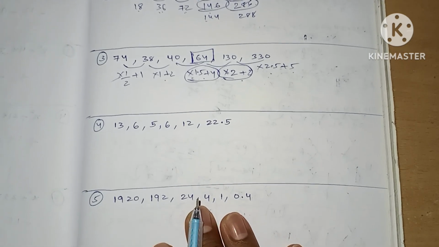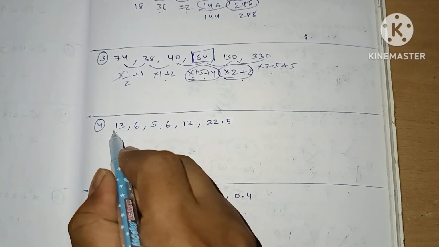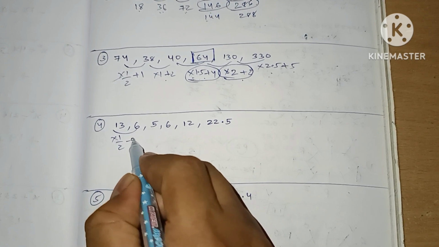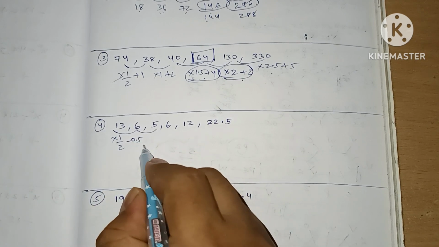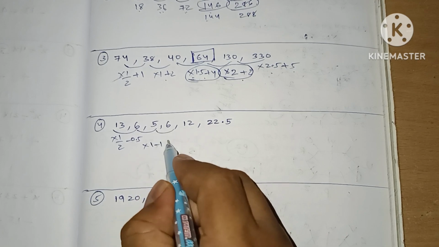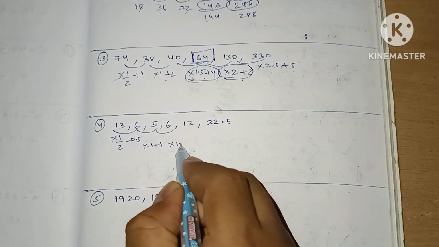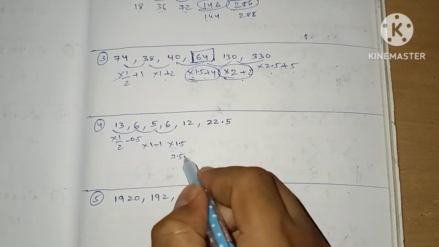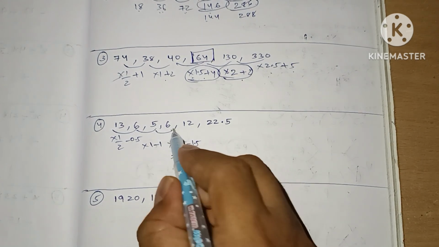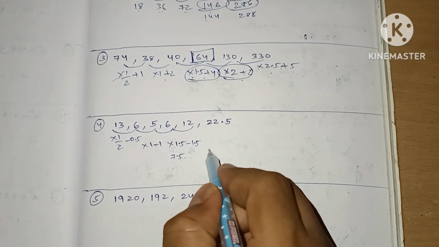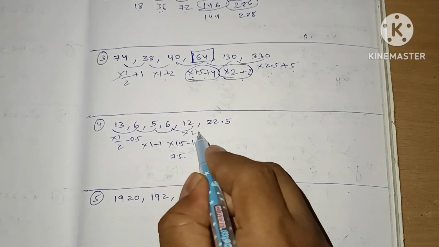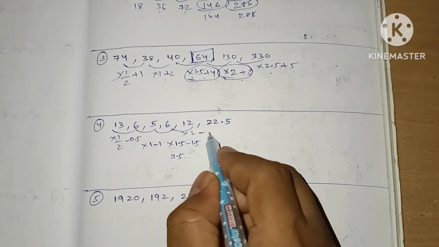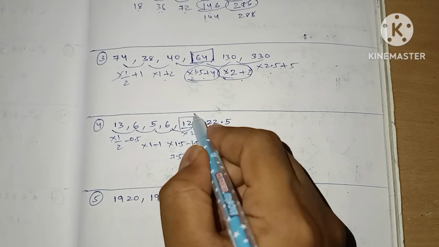Next we are going to see the fourth question. Here it is clear that first we are going to do half. Half we get 6.5 minus 0.5. Next, in this case we will do into 1 minus 1. In this case into 1.5 we get 7.5 minus 1.5 we get 6. Next, into 2 we get 12. 12 minus 2, which is 10.